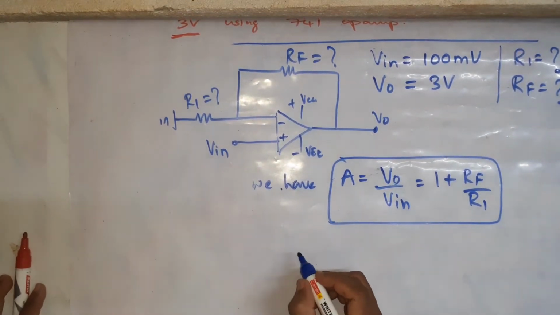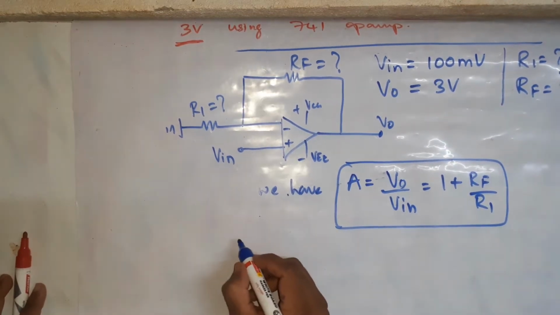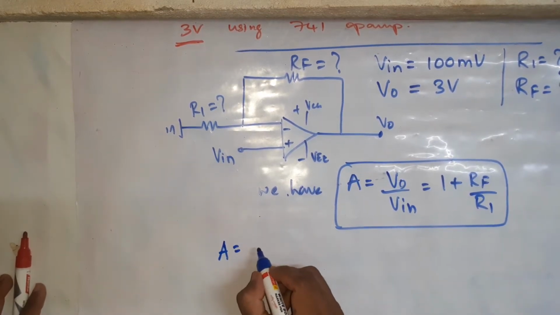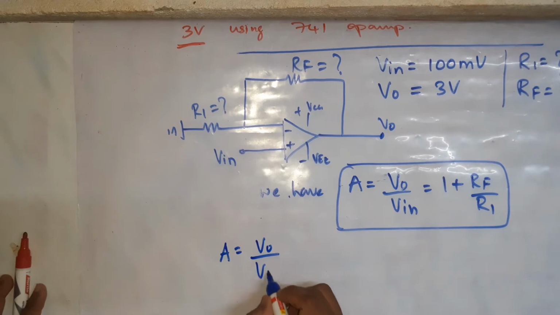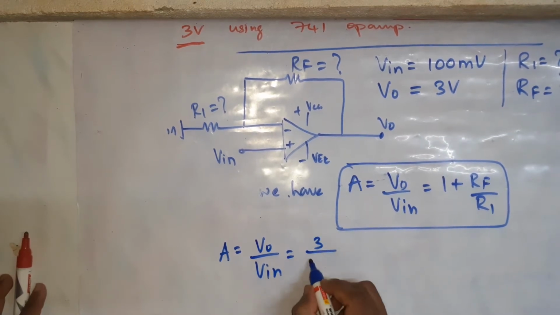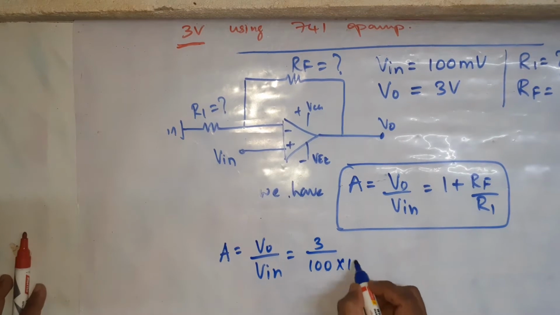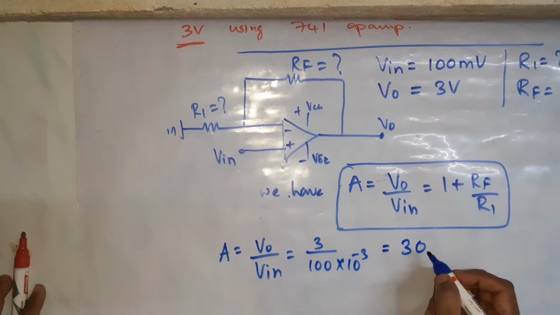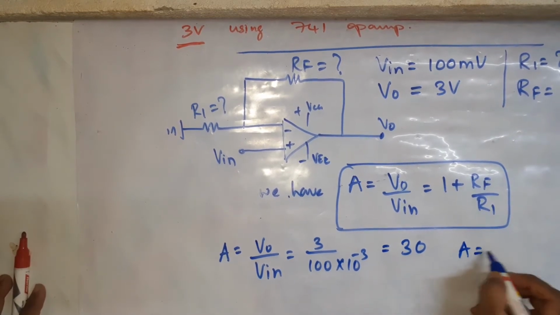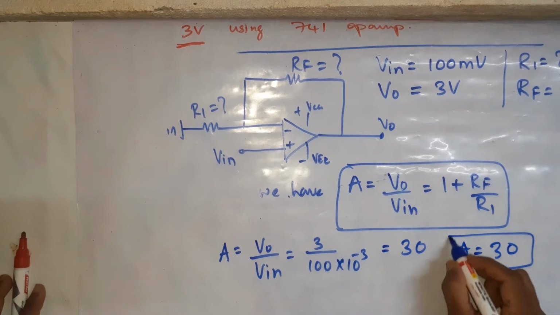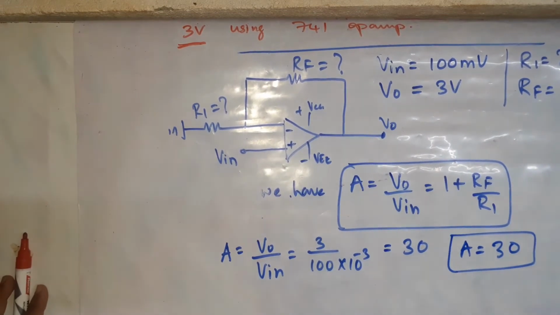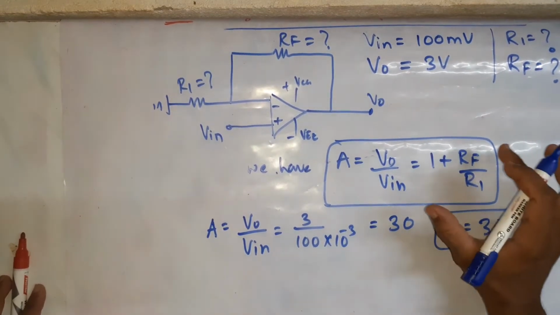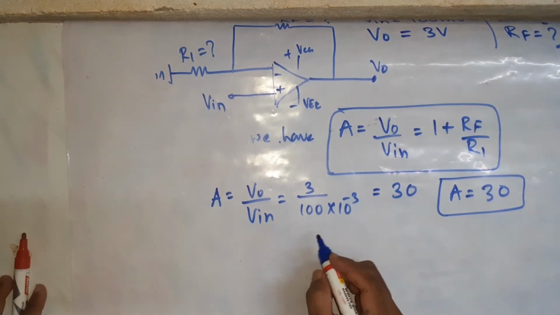Now, first of all, you should get the gain. So V0 by V in. What is V0? 3 divided by 100 milli, that is 10 raised to minus 3. If you solve this, you will get 30, right? So A is equal to 30. Gain is 30. One thing you understood, that gain is 30. V0 and V in, you know. Now the only remaining things are R1 and RF. How will you get them?